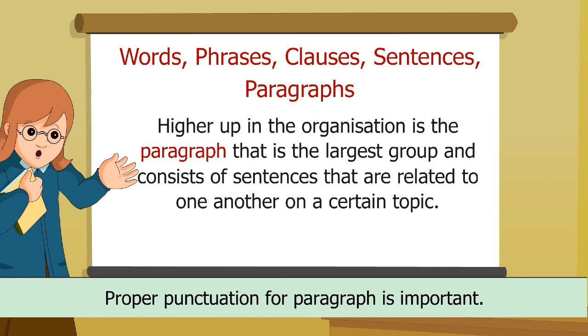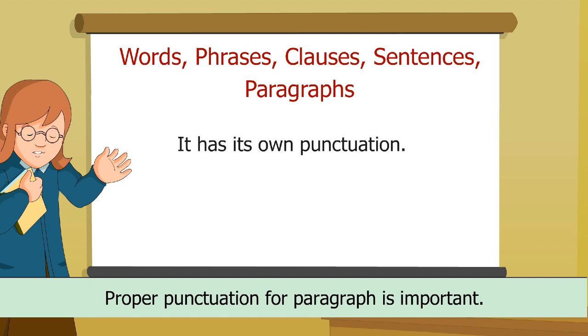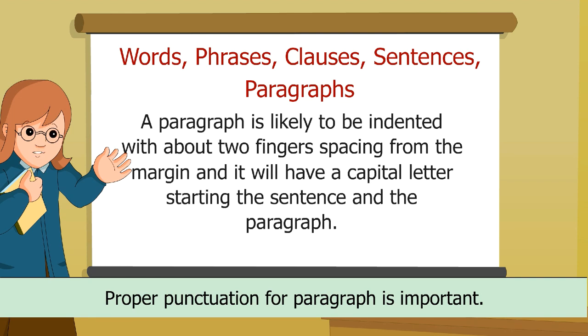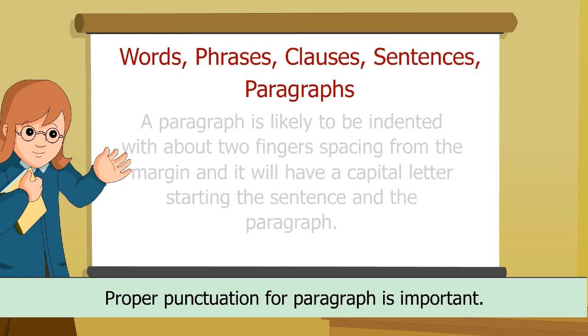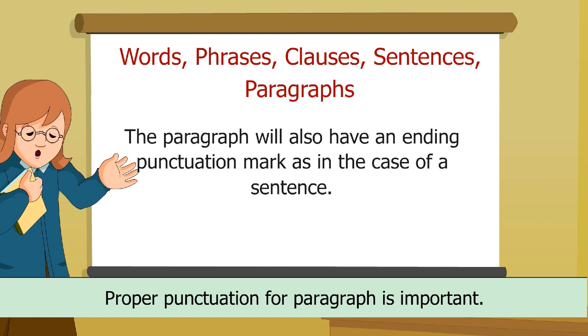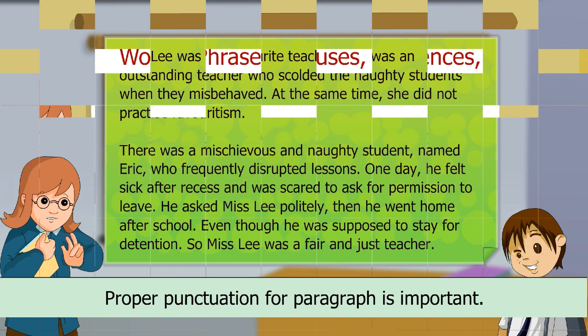Higher up in the organization is the paragraph. That's the largest group and consists of sentences that are related to one another on a certain topic. It has its own punctuation. A paragraph is likely to be indented with about 2 fingers spacing from the margin, and it'll have a capital letter starting the sentence and the paragraph. The paragraph will also have an ending punctuation mark, as in the case of a sentence.